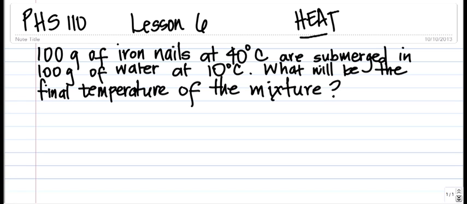Well, if you recall from the reading, we know that Q equals MC delta T. So we can do this twice. In fact, I do like to do it twice and then set the Q's equal to each other because I just find it easier to think about it that way. So we'll do one for the iron, and we'll do one for the water.